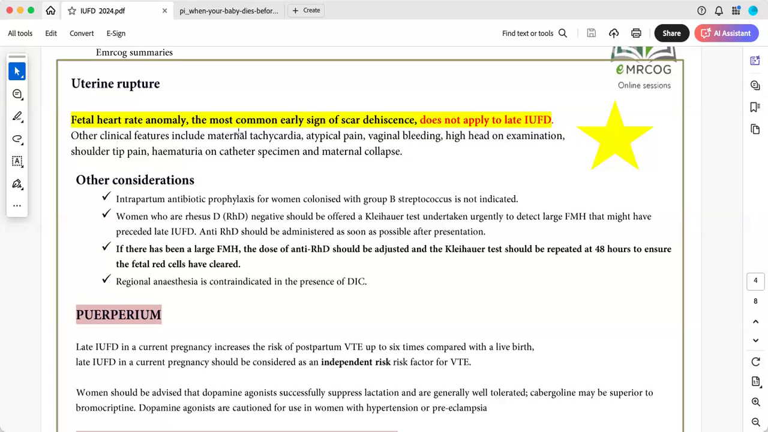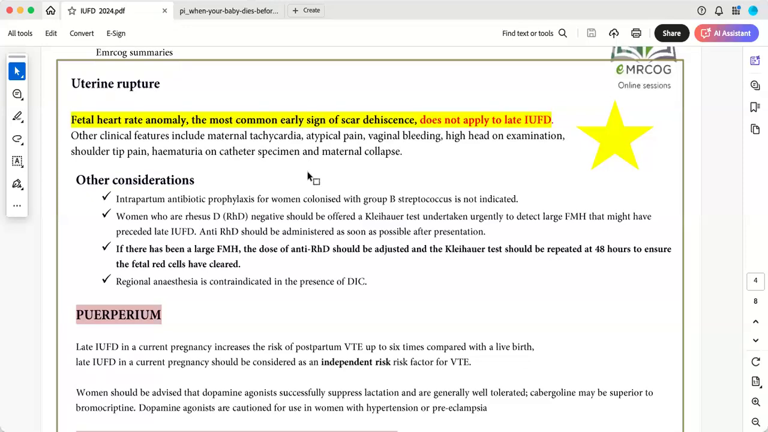So guys, the clinical features include maternal tachycardia, atypical pain or vaginal bleeding, high head on examination, shoulder tip pain, hematuria on the catheter specimen, and maternal collapse. Those are all considered clinical features of uterine rupture. So tachycardia came here among the signs, other clinical features. Okay, it came early, right?